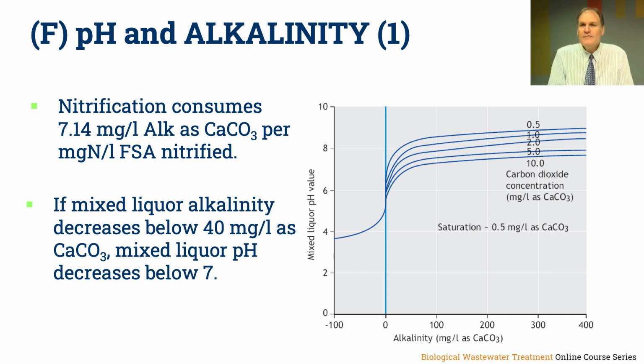Therefore, if my nitrification process consumes more alkalinity than I have available in the biological reactor from the influent flow and depresses the alkalinity below 40 milligrams per liter, then the pH of the reactor will decline, and that low pH will begin to reduce the maximum specific growth rate of the nitrifiers.